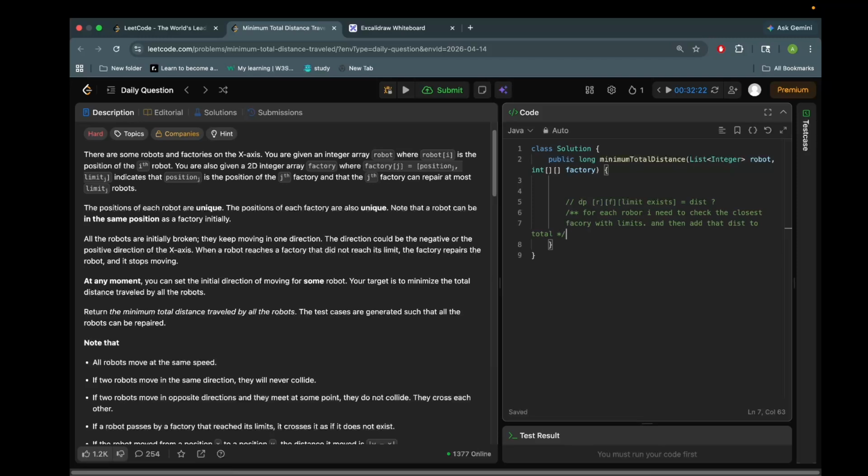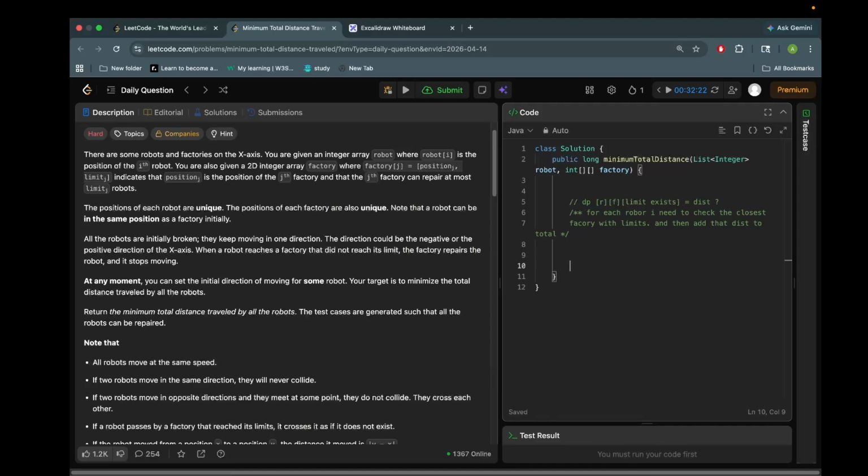So how do we loop? We are given the positions, right? Robot[i] is the position of the ith robot, and we're given a 2D array factory where factory[j] is the position. So let me loop through each robot. For a robot in the array, check the position of the factory. How do I do this?